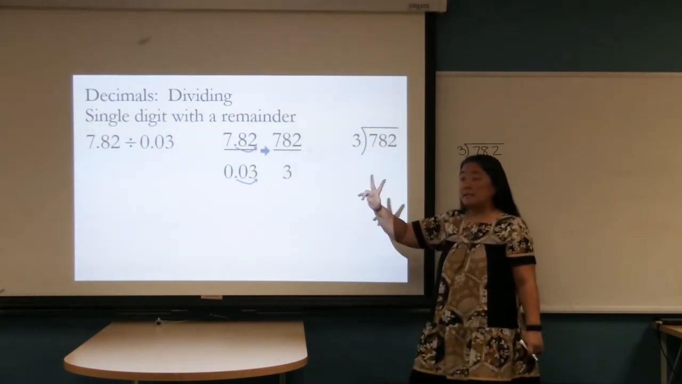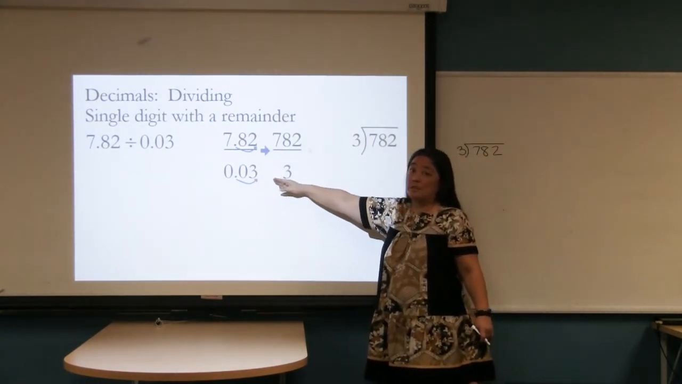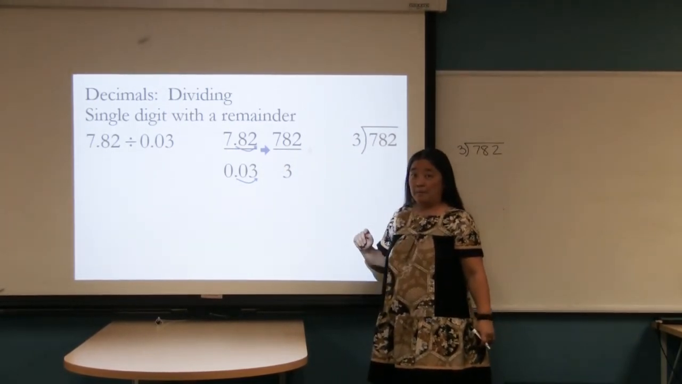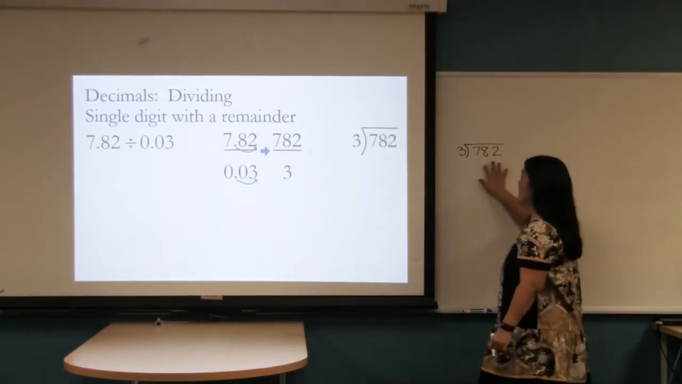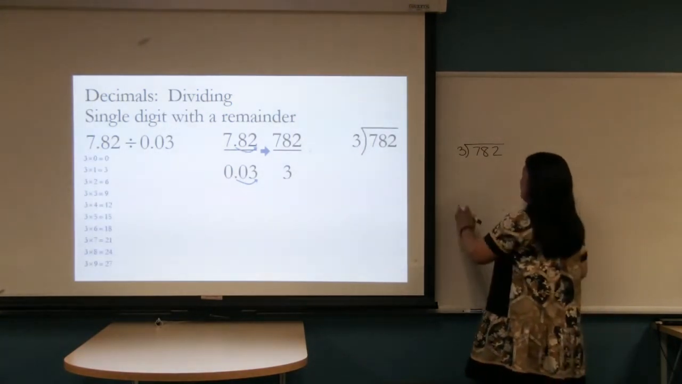So you'll notice that this time there are 2 decimal places. So if I need to move it over 2 places to the right on the bottom, I must be fair and move it 2 places to the right on the top. That gives me 782 divided by 3, keeping in mind that 3 times table.